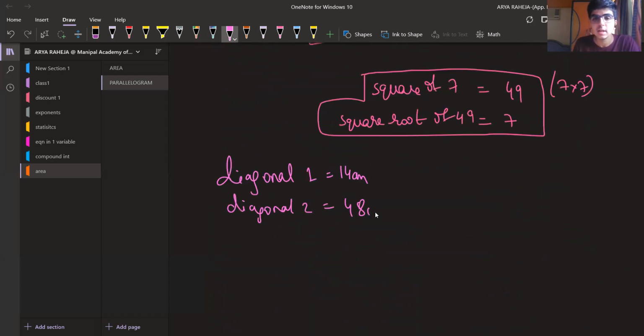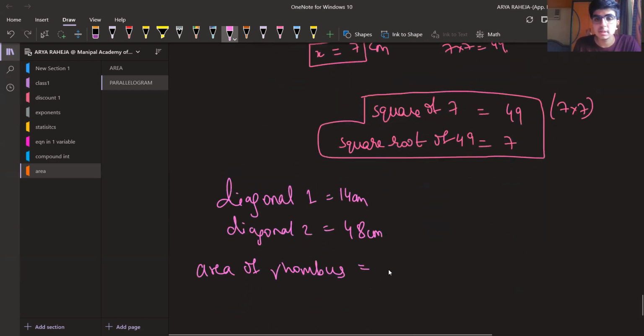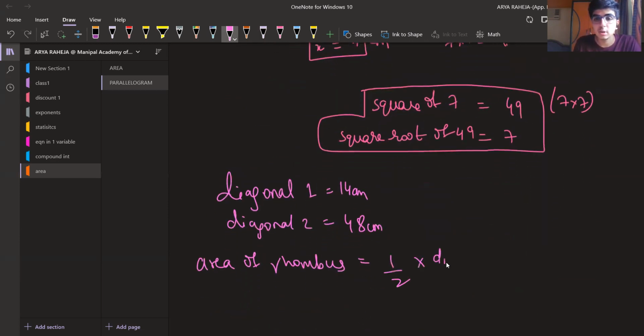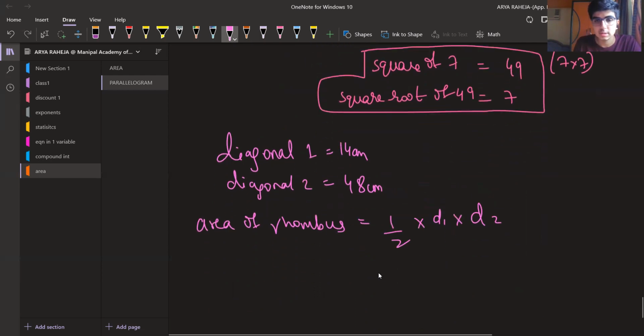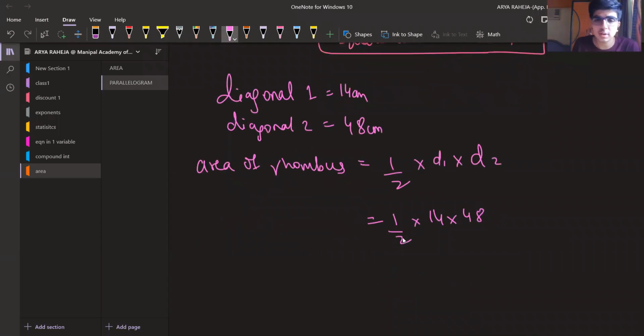So 48. And now we can use the formula for area of rhombus is equal to, एक मिनट, area ही पूछा ना. हाँ, so area of rhombus is equal to half into d1 into d2. So this is half into 14 into 48. Okay, अभी समझे? अभी तो कर लोगे ना, easy है.